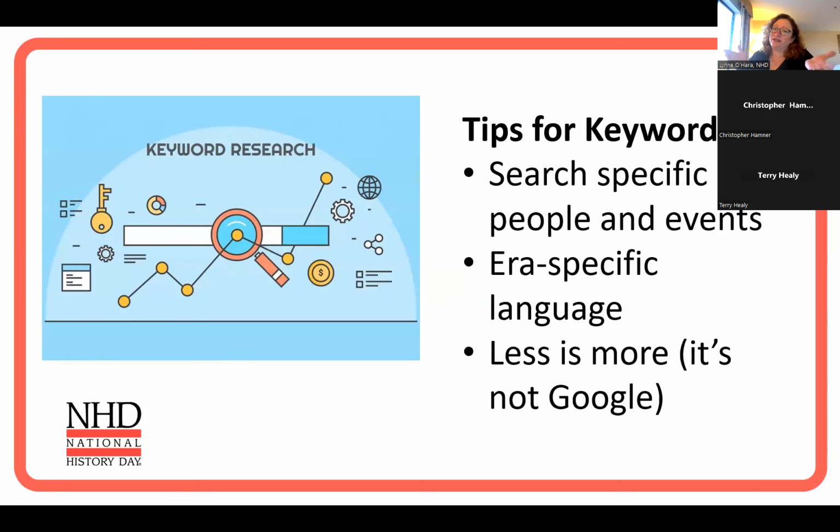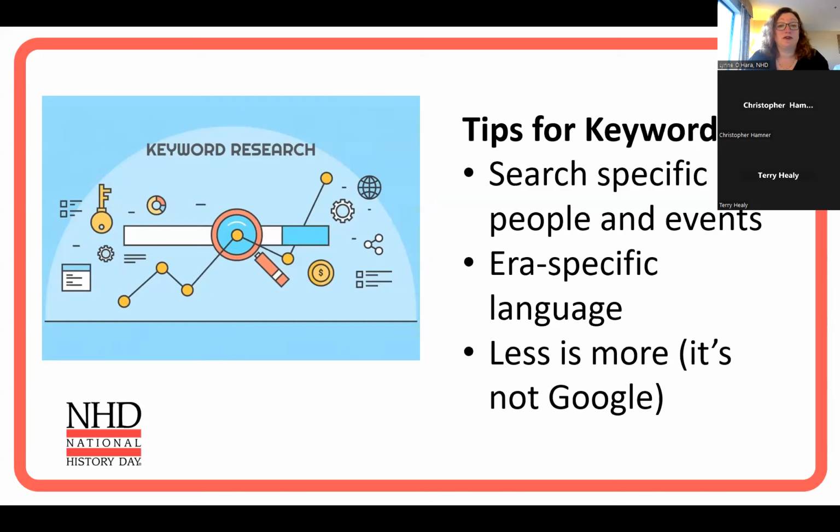Now, in order to do this, there are a couple keyword tips we've got to think about. Broad terms don't work as well in the LOC search engine. You want to search for specific people and events. So one tip is to look at some of the primary sources that we've given you. Who are the people? What are the events being talked about? Being more specific can often be more effective.